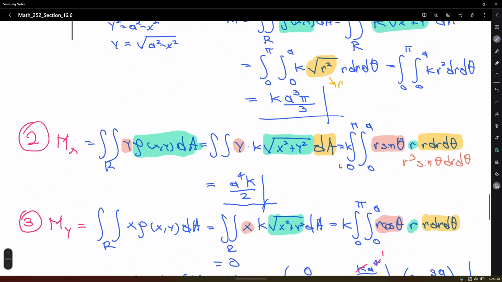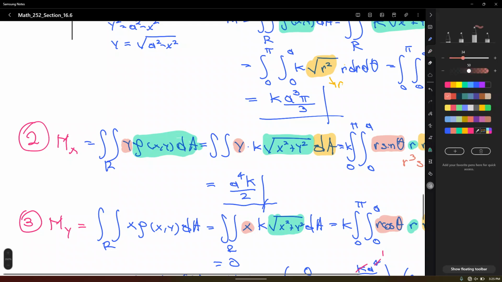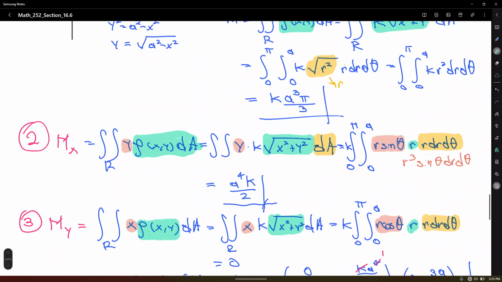And in a similar way, the moment about y, and be careful, the moment about y involves an x distance. Again, let's highlight our density function here, which is k times the square root of x squared plus y squared.